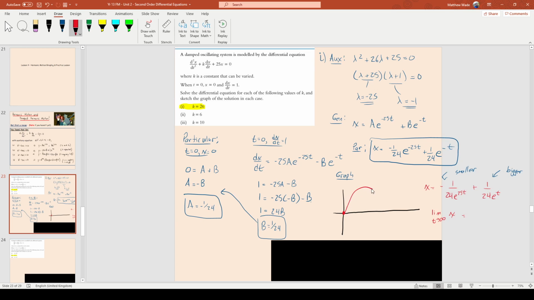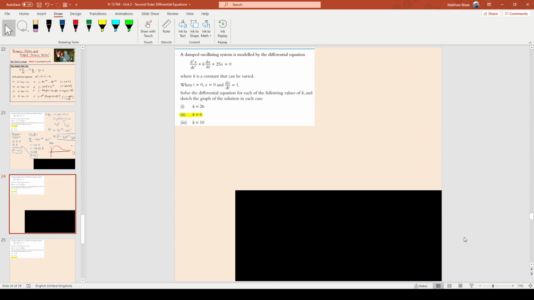The graph's going to look something like that, okay? And it's going to be asymptote at 0. And boom, there you go. That's not even oscillating or anything like that, okay? So that's just a regular old one.